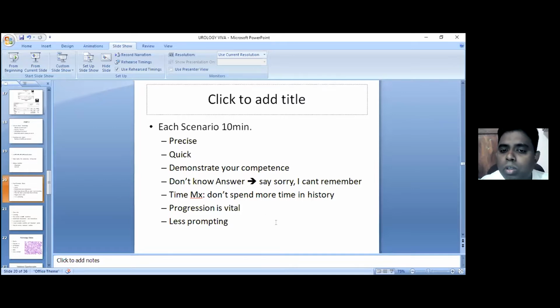So time management is going to be important. Don't spend time on history and examination, because there are fewer marks for history, and more marks for the rest, because your knowledge is already checked in part 1. So progression is very important, and less prompting.